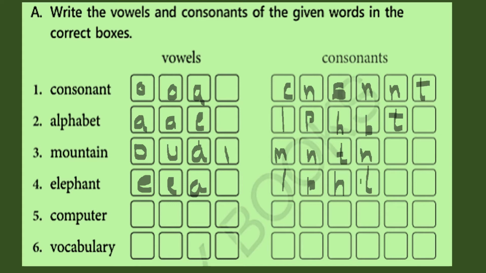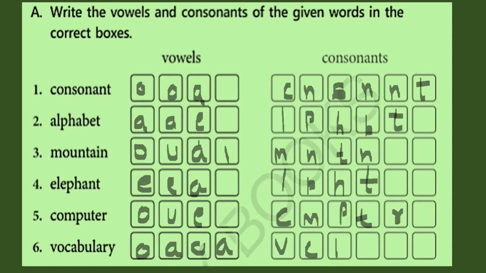Next one, fifth, computer. Vowels are O, U, E. Consonants are C, M, P, T, R. Next, sixth one, vocabulary. Vowels are O, A, U, A. Consonants are V, C, B, L, R, Y.